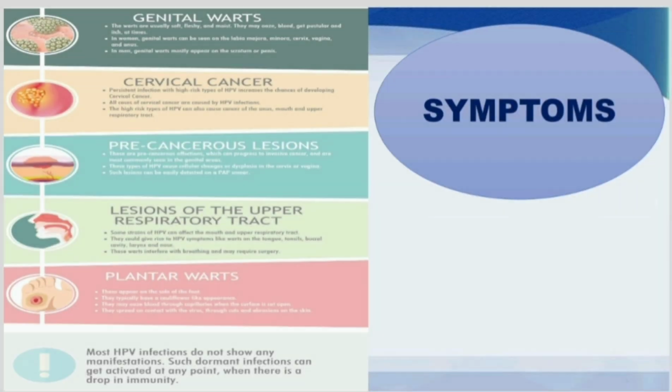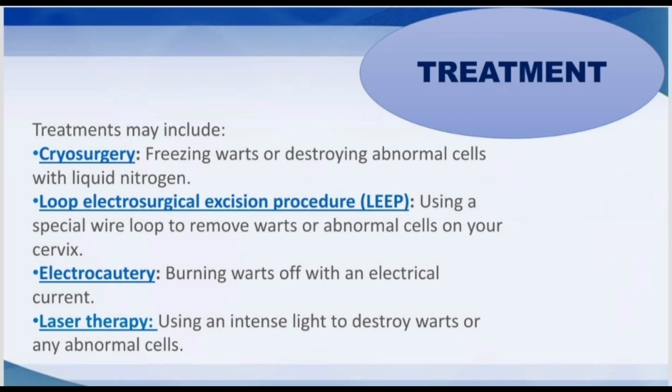Symptoms of HPV infection: genital warts, cervical cancer, precancerous lesions, lesions of the upper respiratory tract, and plantar warts. Most HPV infections do not show any manifestations. Such dormant infections can get activated at any point when there is a drop in immunity.